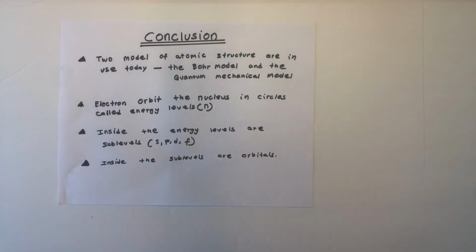There are 2 models of atomic structure in use, which are the Bohr model and the quantum mechanical model. Electrons orbit the nucleus in circles called the energy levels, and inside the energy levels are sublevels. Inside the sublevels are orbitals.